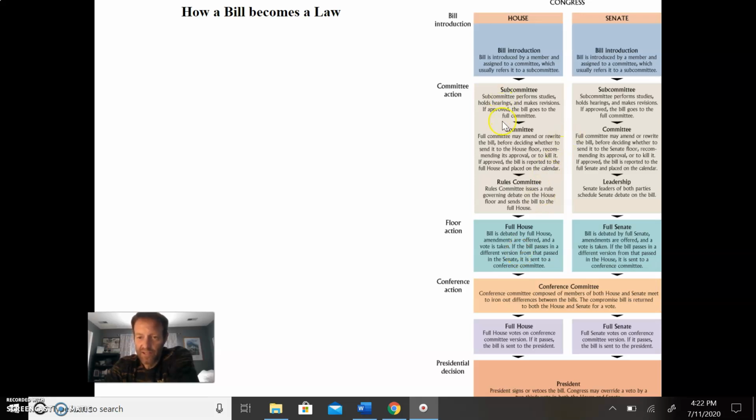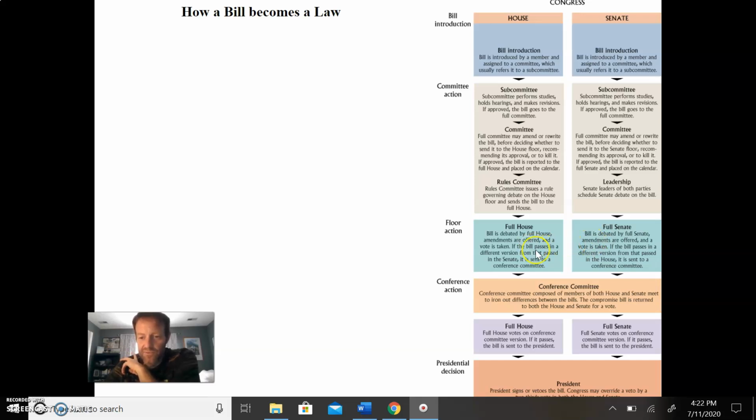Again, it could fail in committee. It could not make it out of committee. It could fail there in a vote. It could fail in the full House. But at the same time, we'll say it's going through the Senate. So it goes to committee and it's been marked up or changed in a different way, and then it passes the full Senate. So if the bill passes the full House and the full Senate, if it's the same, then it's just going to go to the president.